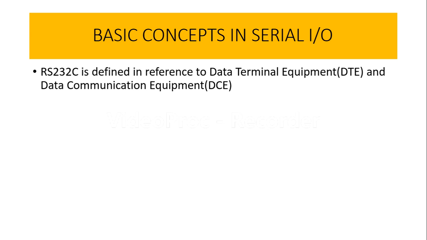The second one is data communication equipment. This is the equipment which we are going to place between the data terminal equipment and the data transmission circuit. And we are using this DCE to perform the function of signal conversion. That means it is going to provide the path for the communication purpose. So let us see.